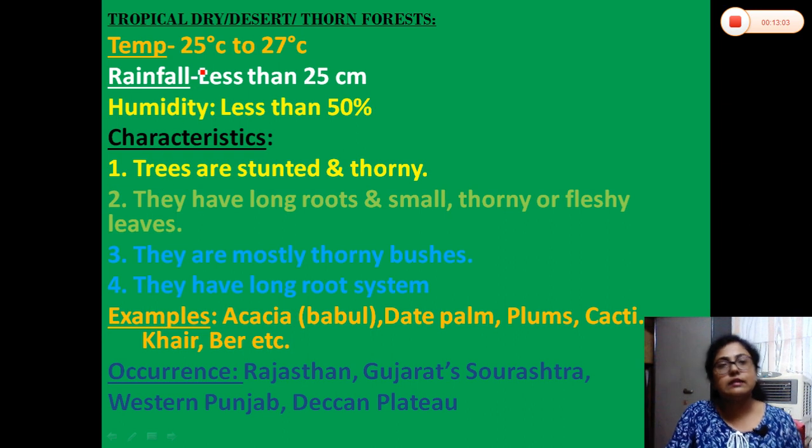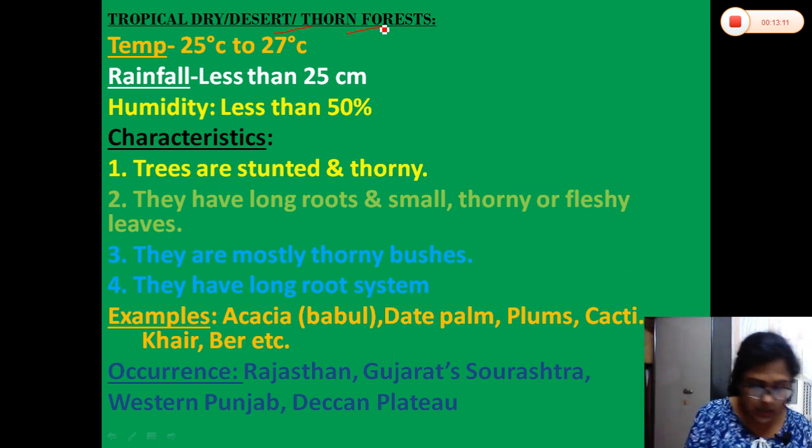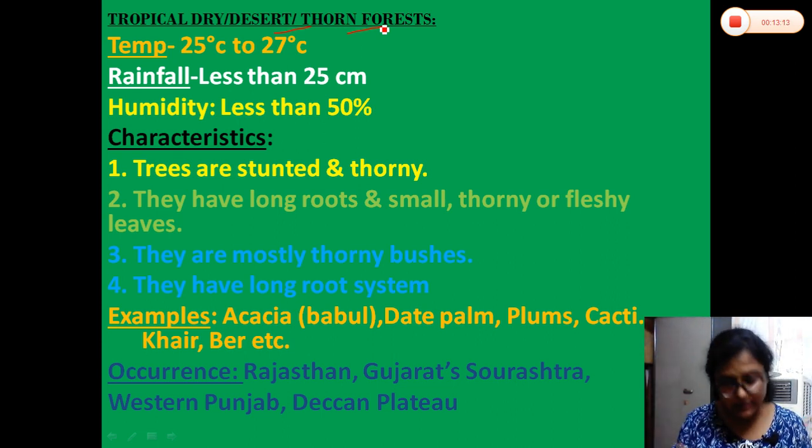Next is the tropical dry deserts, or you can say this is the thorn forest, tropical thorn forest. Now this forest is found, as you know, where there is very scanty rainfall, like Rajasthan, Kutch region, Saurashtra region, southwestern Punjab region, Deccan Plateau region, etc. Rainfall is very less. Everywhere you can see the same type of temperature, because all have a tropical type of climate except the mountain forest.